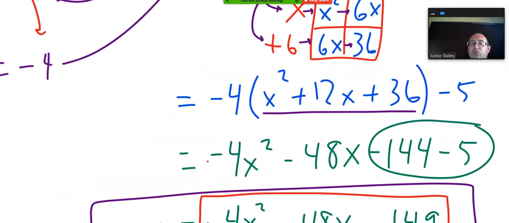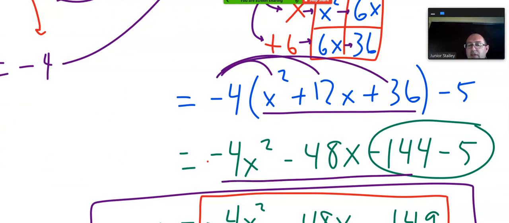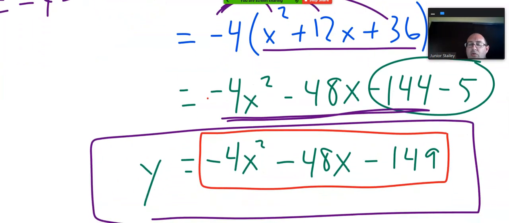Next on our list is distributing, right? We're going to distribute all the way through here, and that's how we ended up with this part right here. But then you can't forget about the -5 because it's a like term with the -144, which means you end up with this as your final answer.